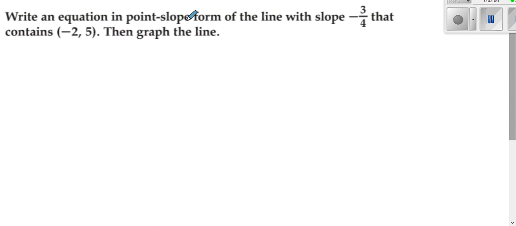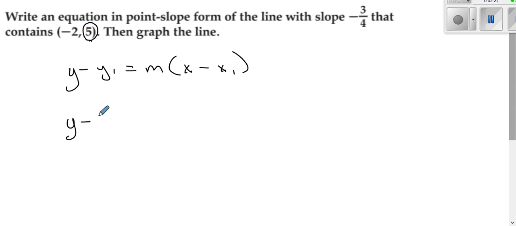So this says write an equation in point slope form of the line with this slope that contains this point. And so this is actually a fairly simple question that you can work out. You know that the form is y minus y1 equals m times x minus x1. Okay? So the y stays the same, minus, and y1 would be this number right here. So we're going to put a 5 in its spot. There's an equal sign here. The next thing is m. M is this slope. So I'm going to put where this is, negative 3/4.